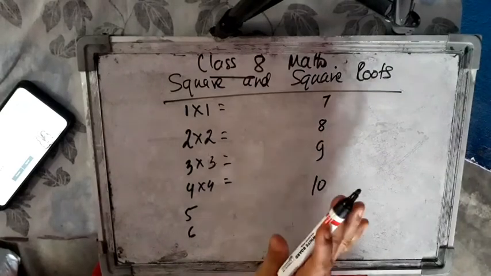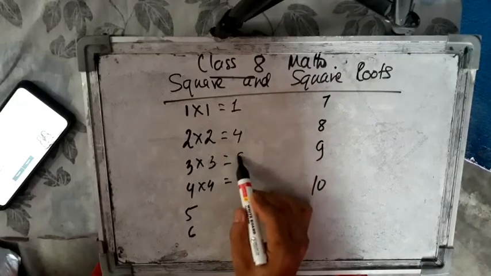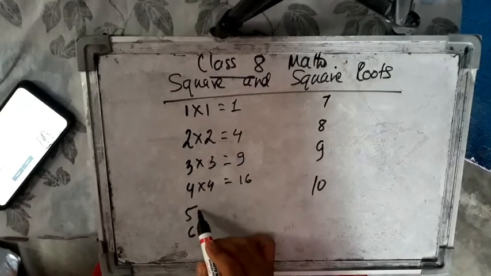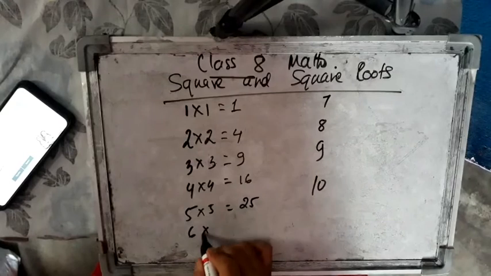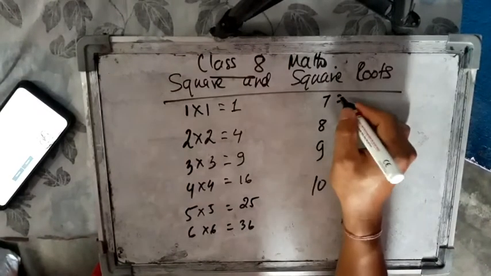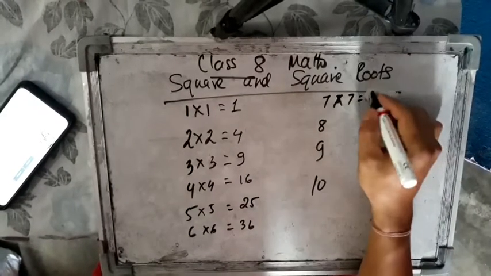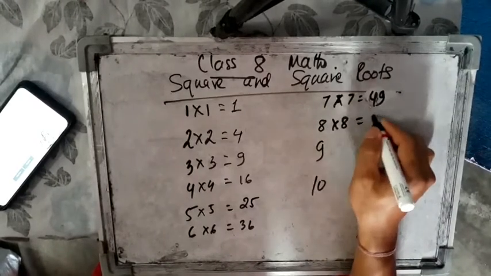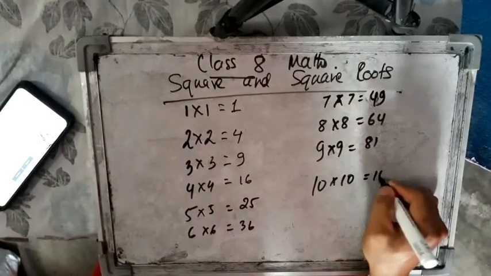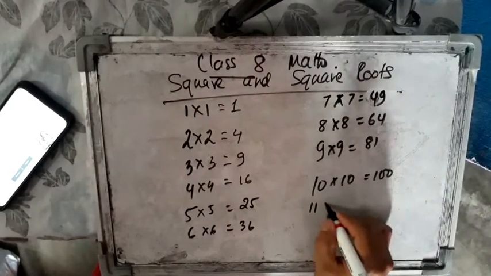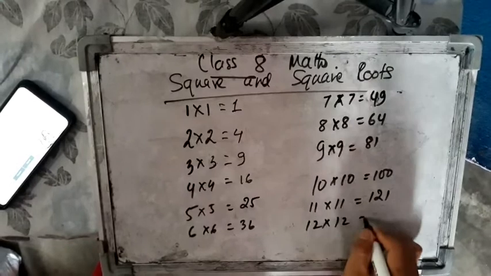I hope most of you know what the answer will come as. So 1 into 1 is always 1, 2 into 2 is 4, 3 into 3 is 9, 4 into 4 is 16, and 5 into 5 is 25. As you move on, 6 into 6 will be 36, 7 into 7 will be 49, 8 into 8 will be 64, 9 into 9 will be 81, and 10 into 10 will be 100. And again we can have some more numbers like 11 into 11 is 121, 12 into 12 is 144.